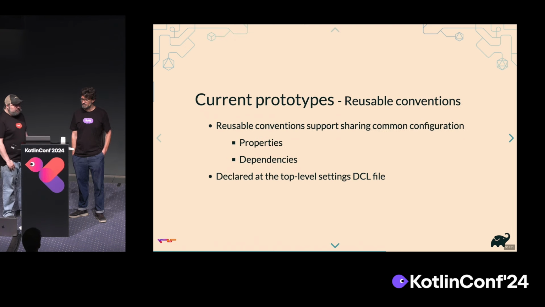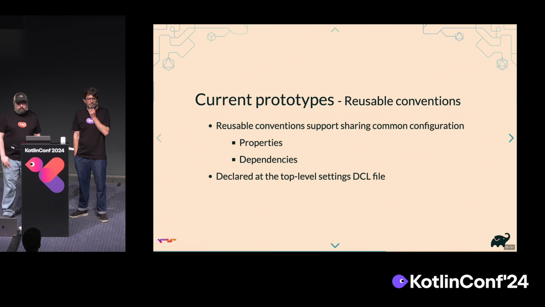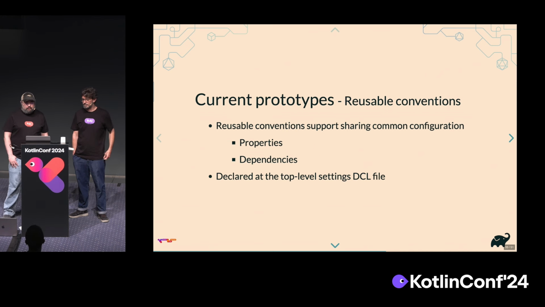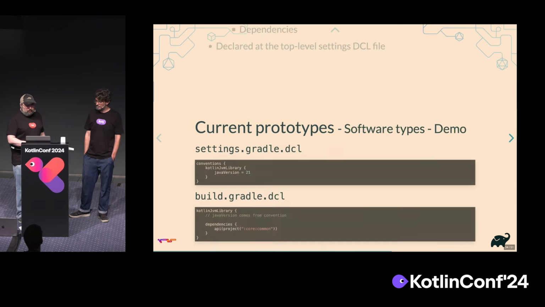The other thing that you'll see in the demo coming up, in the current prototypes, we have something we're calling reusable conventions. These are conventions that you use to share common configuration across projects. And they go in this top-level settings file. They let you set some properties, some dependencies. It looks kind of like regular build script stuff, but you don't have to have a separate plugin. You don't have to put this in with your build logic. This all lives in the software developer's domain in their project files and their settings files.